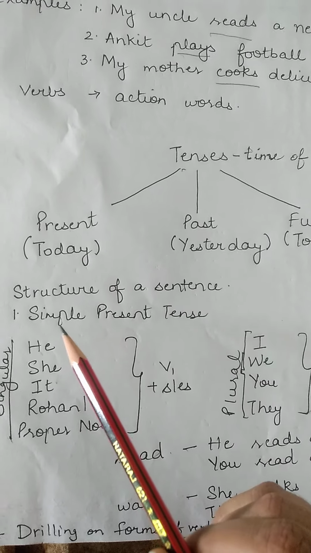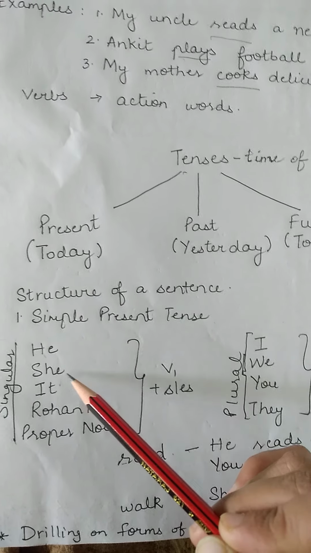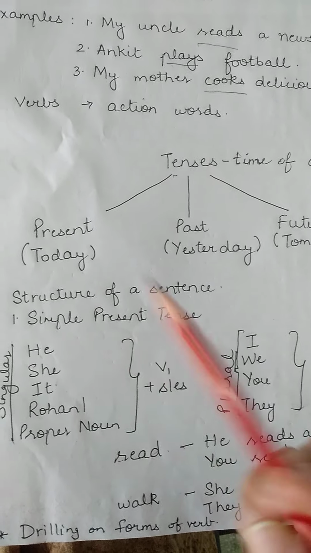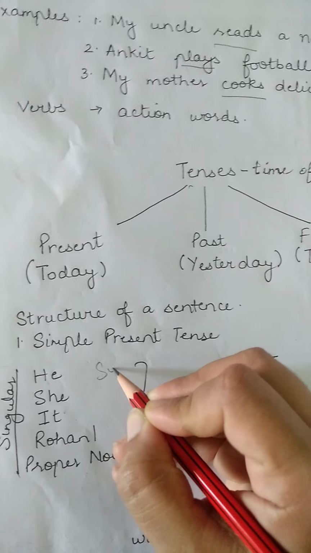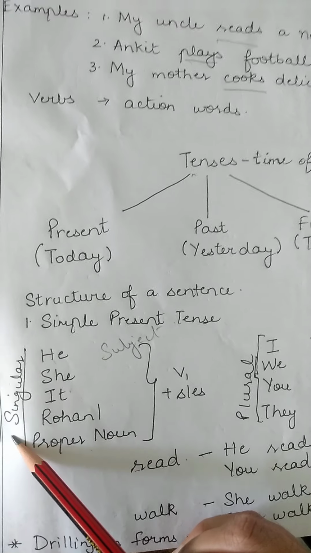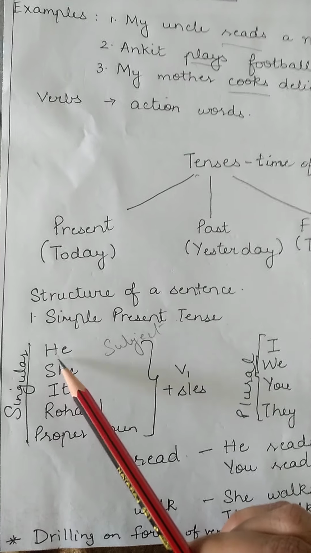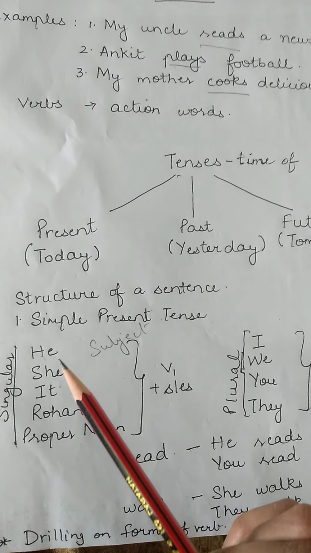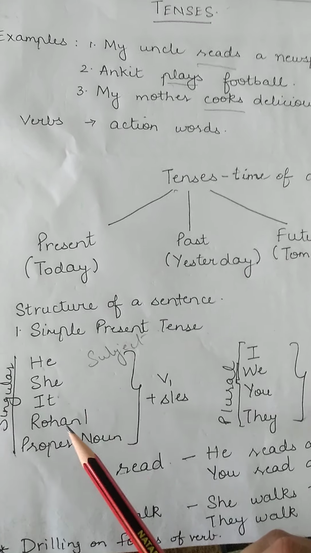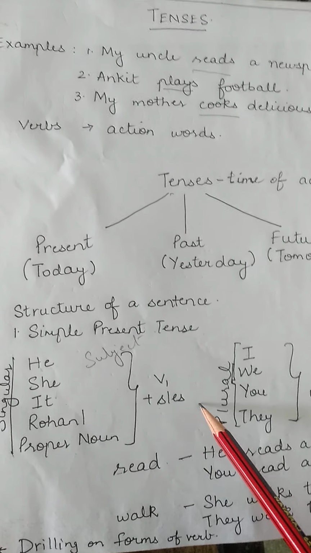When we talk about the simple present tense, we will start the sentence using he, she, it, or the name of any person. These are called the subject. Clear? So when the subject is singular, over here we are talking about one person or a thing at a time, like he, she, only one person or a thing. Whenever the subject is singular, in that case we will use verb first form plus s or es.